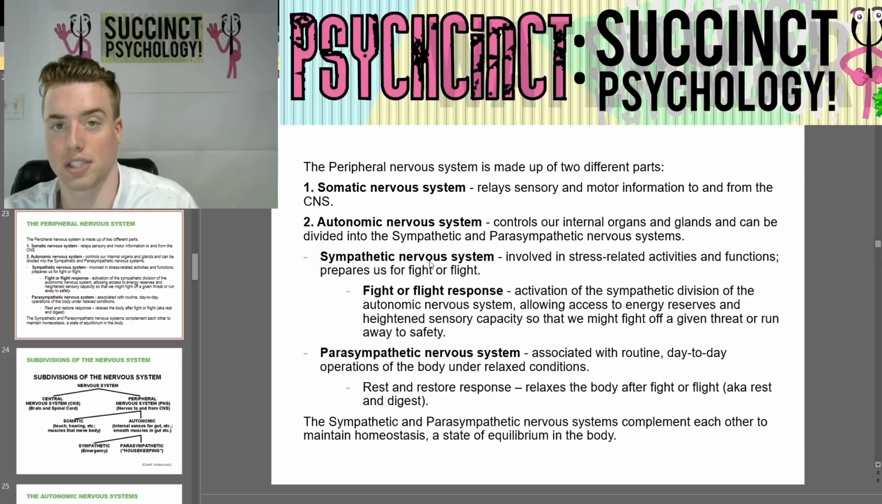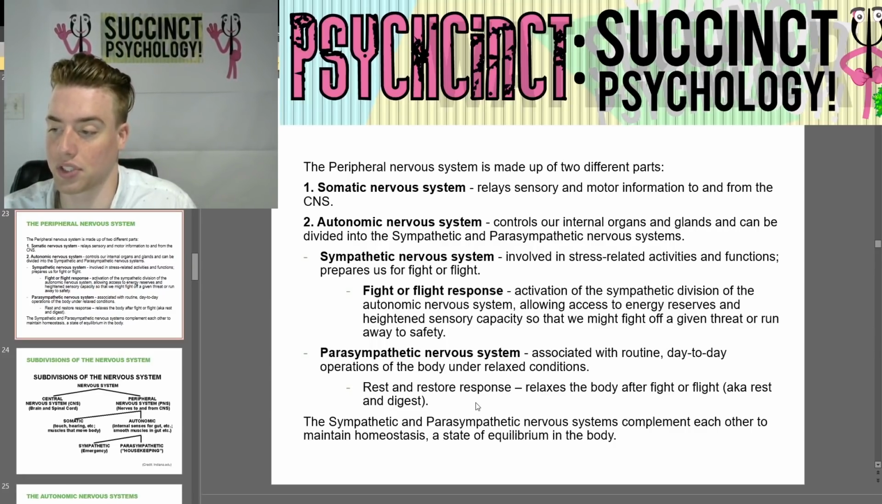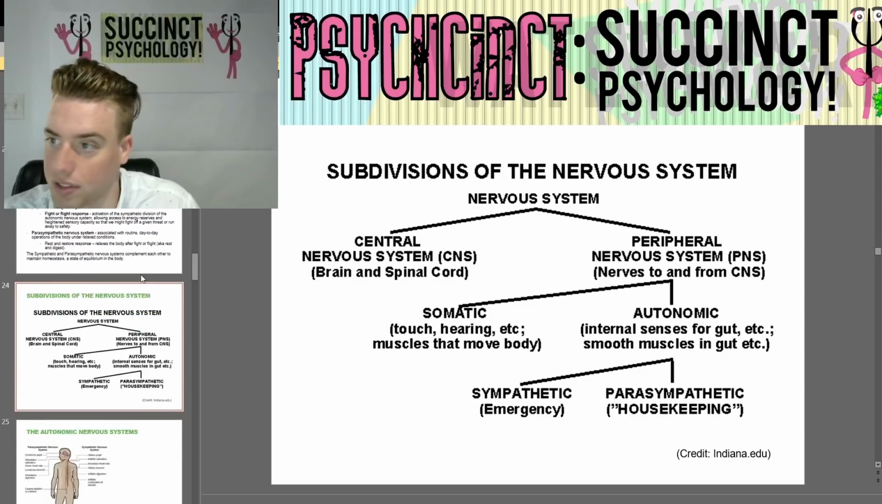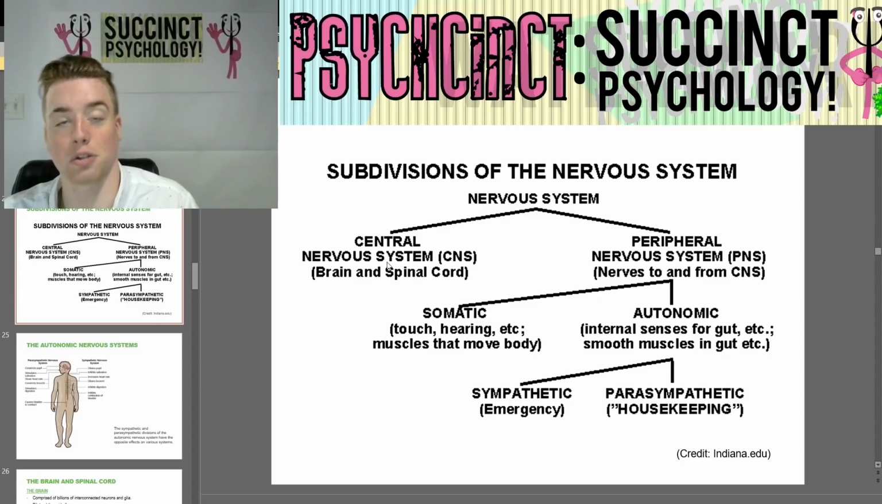So the sympathetic nervous system gets you ready for fight or flight, and the parasympathetic calms you down after you're out of that situation. So the sympathetic and parasympathetic nervous systems complement each other to maintain homeostasis, which is a state of equilibrium in the body. Here we have subdivisions of the nervous system. So starting off, you have the nervous system, which can be divided into the central nervous system, brain and spinal cord, and the peripheral, which is nerves to and from your central nervous system.